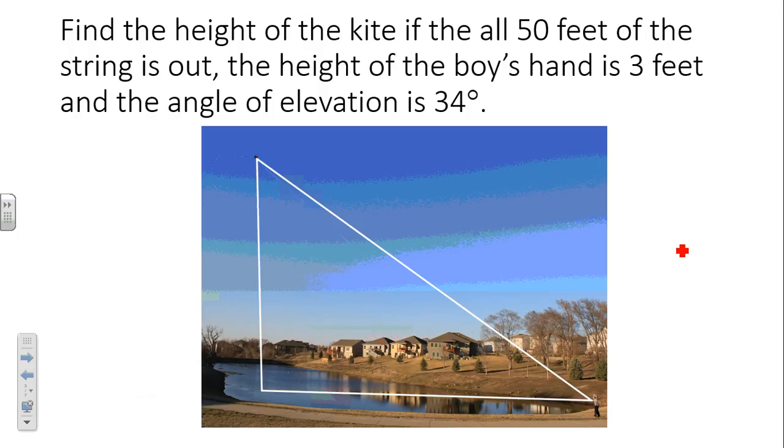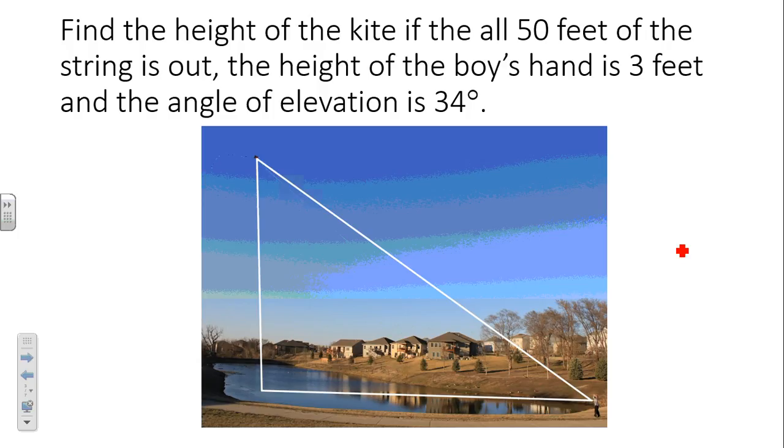The next one is more of an application. We're going to get lovely word problems, but they're not hard. We just have to draw the picture. We're trying to find the height of a kite, if all 50 feet of the string is out. So we have a boy who went out flying kites. He was holding the kite 3 feet above the ground, and all 50 feet of string is out, and the angle of elevation is 34 degrees.